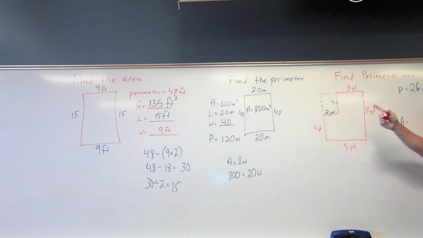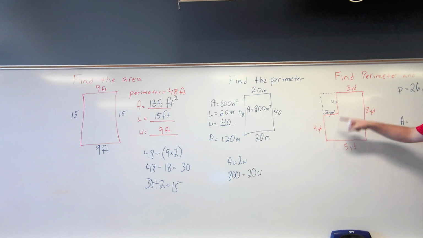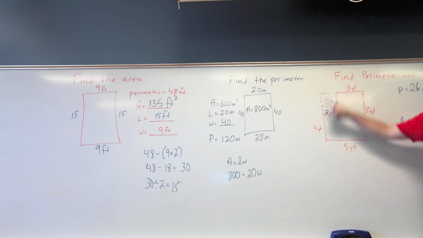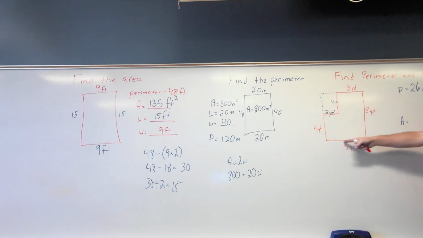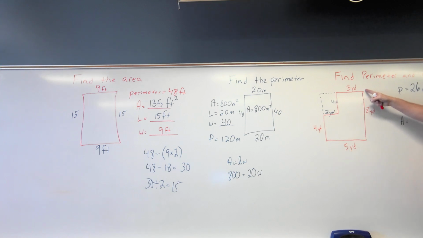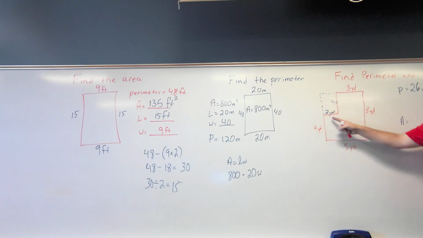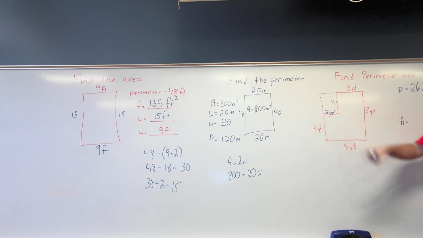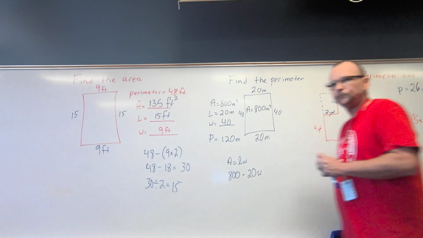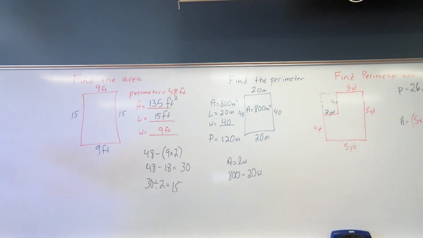So I could, as my friend Saraya said, pretend this was one whole big rectangle, and I could find the area by multiplying 5 yards and 8 yards, and then subtracting what the area of this would be, which is 4 times 2. So I could multiply 5 times 8 minus 4 times 2. Okay, so that's one way I could do it.